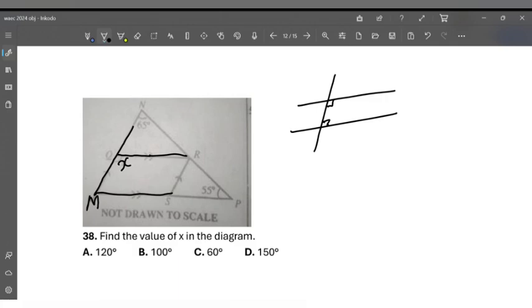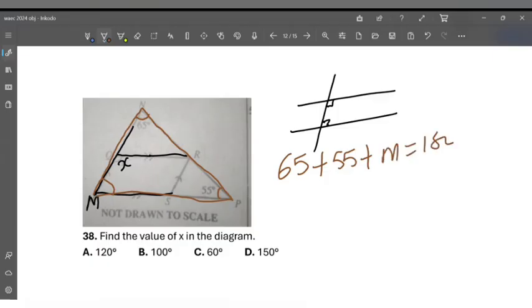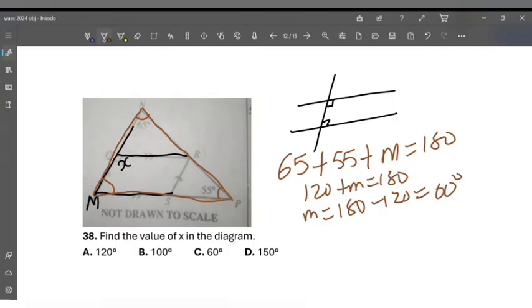But yes, there is a way to find out, because if you look at this entire triangle, you will notice something. In this entire triangle, I have the value of this angle, I have the value of this angle, and I'm looking for the value of this angle. I know the sum of angles in a triangle, 65 plus 55 plus, I'll call it M, should be 180. So 65 plus 55 is 120, plus M is equal to 180. So my M is 180 minus 120, which is 60 degrees. So this very portion here is 60 degrees.